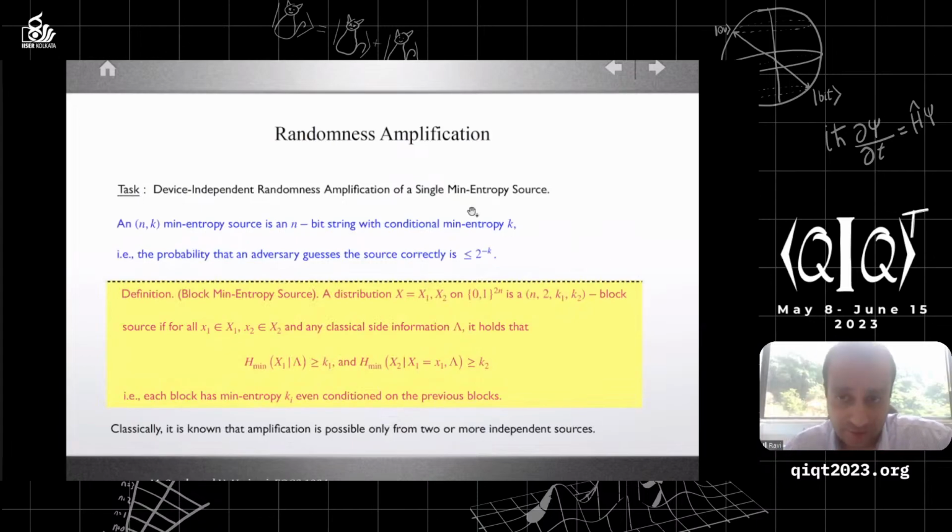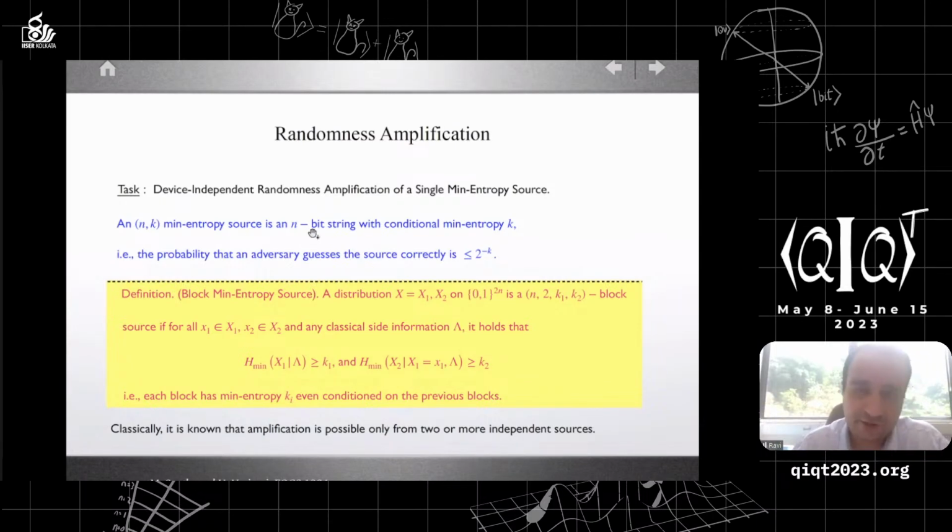As I told you, you can either model the seed as a Santha-Vazirani source or, more generally, as a min-entropy source. What's the difference between the two? In a min-entropy source, which we call an (n,k) min-entropy source, we have an n-bit string that has conditional min-entropy k, which means that the probability of guessing this n-bit string is less than or equal to 2 to the minus k. So k is some number between 0 and n. The larger the k, the more randomness in this bit string. That's a simple way to understand a min-entropy source.